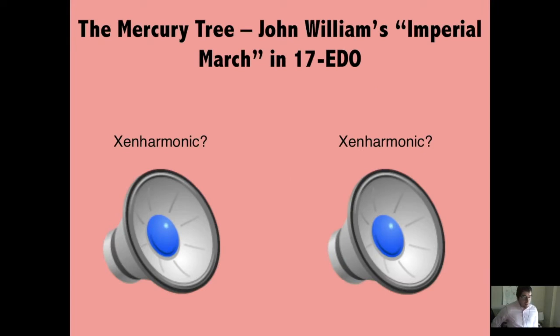So, I want to share one of these examples with you today because I think it will lead into my next point really fantastically. Here's a version of the Imperial March in 17 tone equal temperament that the Mercury Tree played. So I'm going to play these two clips for you, and I want you to tell me which one you think is more Xenharmonic.